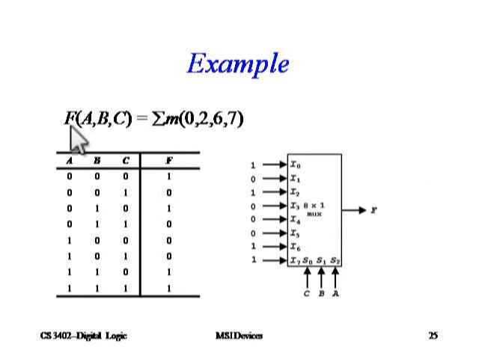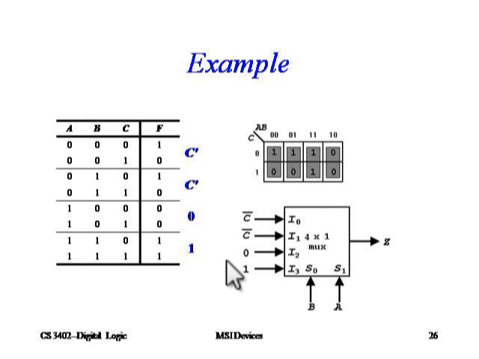What is the example? We are having a 3 input function A, B and C, and its SOP form is given as 0, 2, 6 and 7. So there are 3 inputs, so I need 2 raised to 3 cross 1 mux, that is 8 cross 1 mux. Now at 0, 2, 6 and 7 I am having 1, so I am tying I0, I1, I6 and I7 to 1 and the rest of it to 0. Now depending on the selection, that is A, B and C, I will be getting the output over here.